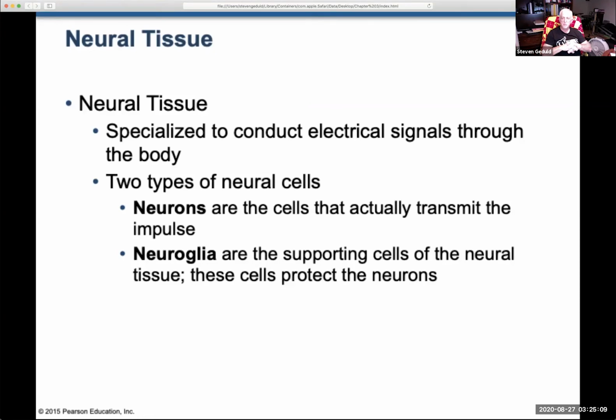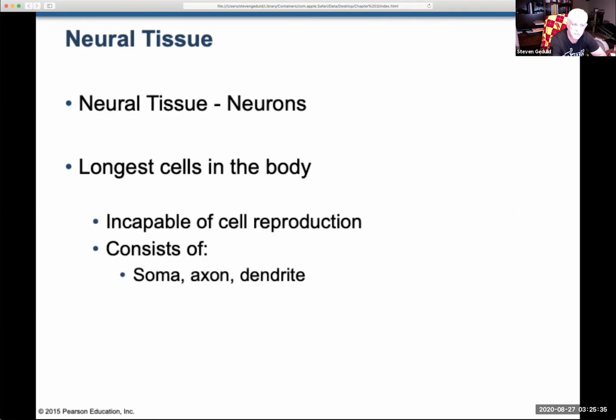Okay, so neurons actually conduct the electrical impulse. Neuroglial cells support it to make sure it stays healthy and can fire that impulse in a very fast and efficient manner. So again, your neurons transmit the impulses. Your neuroglial cells are your supporting cells, and they protect the neurons. The neural tissue actually is neurons. That's what conducts the electrical impulse.